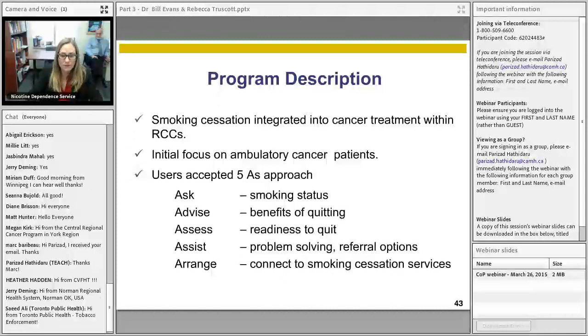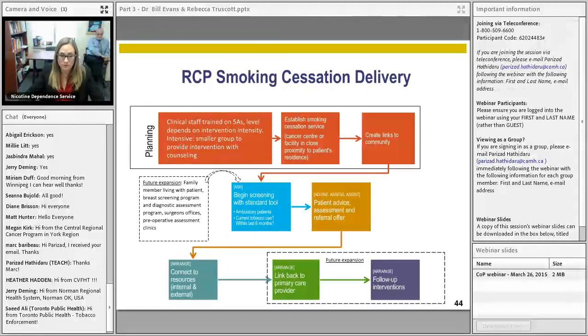The program that we have is really tried to be integrated into the cancer care that's happening and right into the clinical flow within the cancer centers. So we do have a primary focus on ambulatory cancer patients, and we're using an adapted 5A's approach that's well accepted within the tobacco control field.